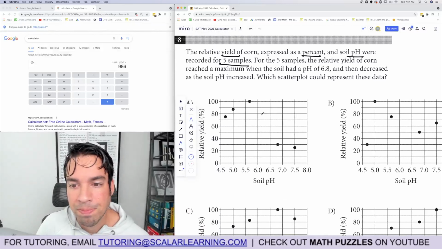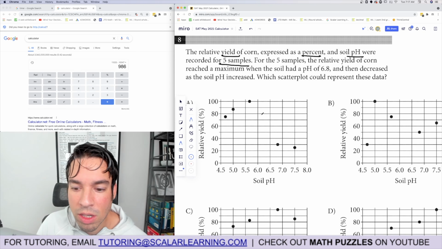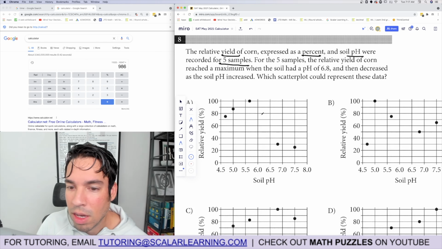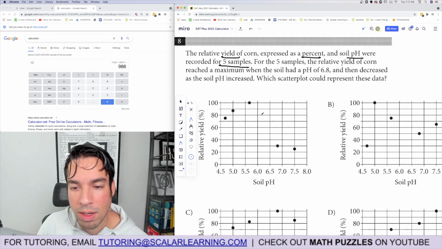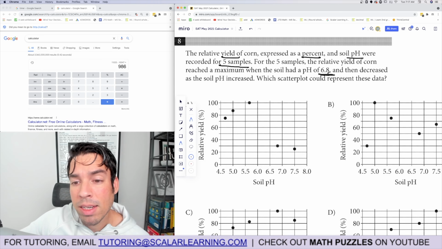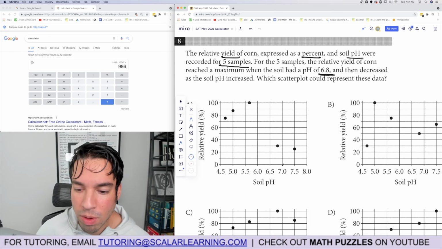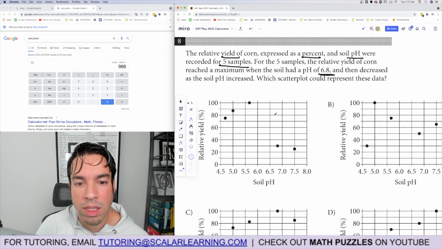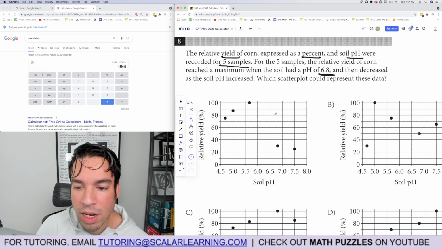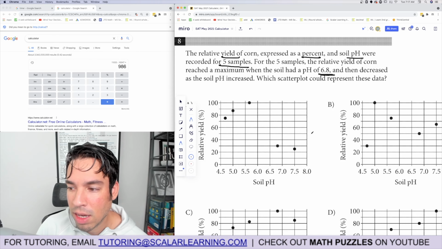Okay, anyways. For the 5 samples, the relative yield of corn reached a maximum when the soil had a pH of 6.8 and then decreased as the soil pH increased. Oh, got it. So they're saying the best yield, that 100%, would be at 6.8, which is right around here somewhere. So it should be peaking here and then decreasing again after that.